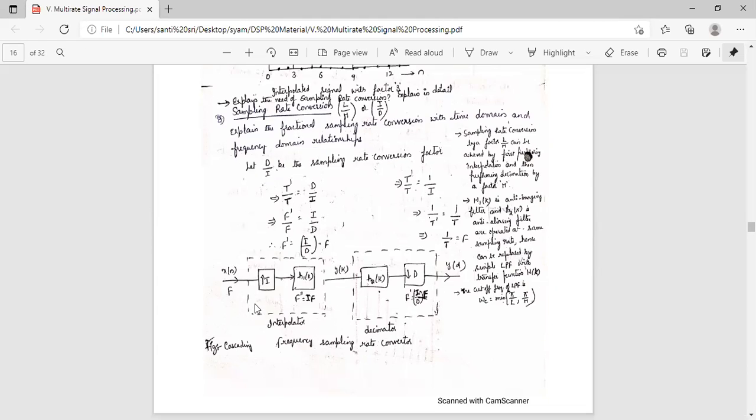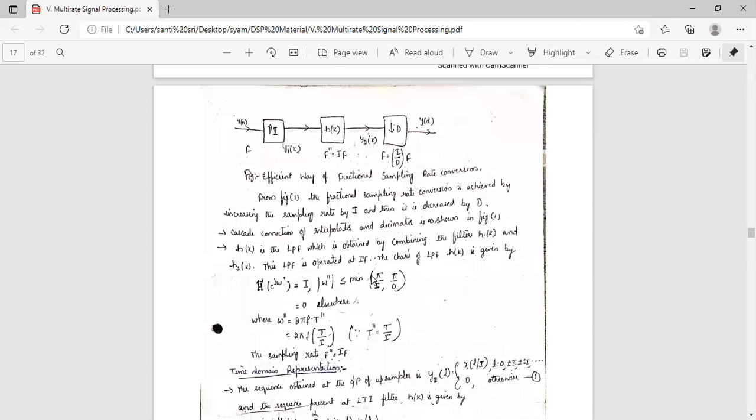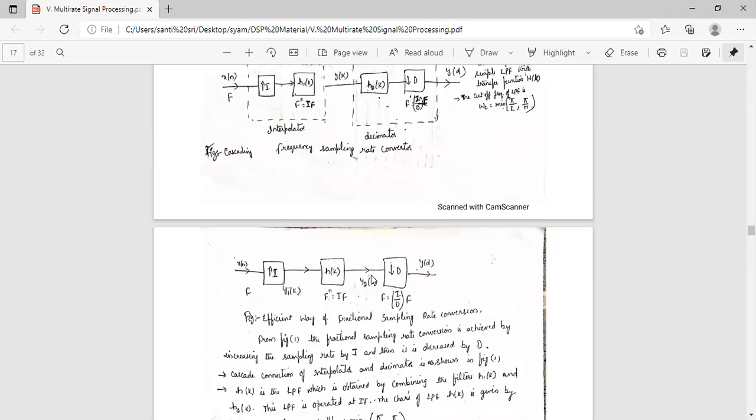Then x of n goes in, this is h of k, and h of k works at F dash, that is F dash equals I into F. It is given to the decimator, so the output is I by D into F. This is y of t. This is the efficient way of fractional sampling rate conversion.